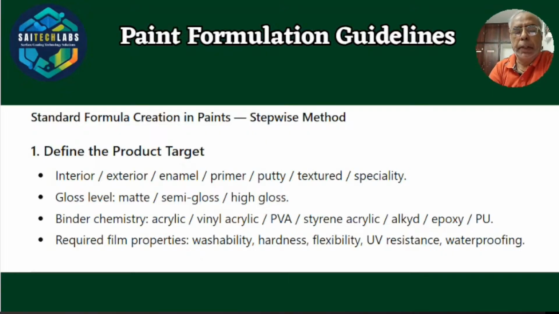That is the resin chemistry here. Then, as I already mentioned, the required film properties are very, very important. So, are you looking for any special kind of washability or a special hardness, flexibility, or hardness and flexibility both together? Then UV resistance, whether it is applicable for the roof or the external exposure, and are you looking for any waterproofing system? So let us be very clear about that. We have to define what our requirement is exactly.